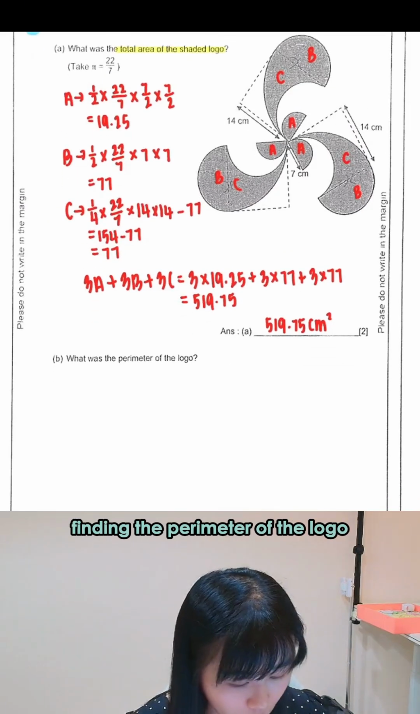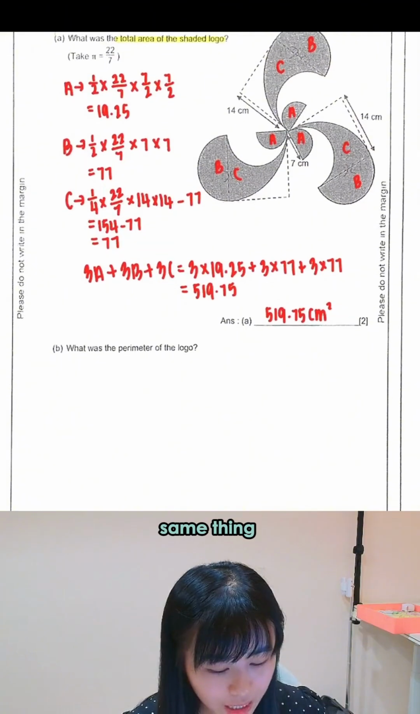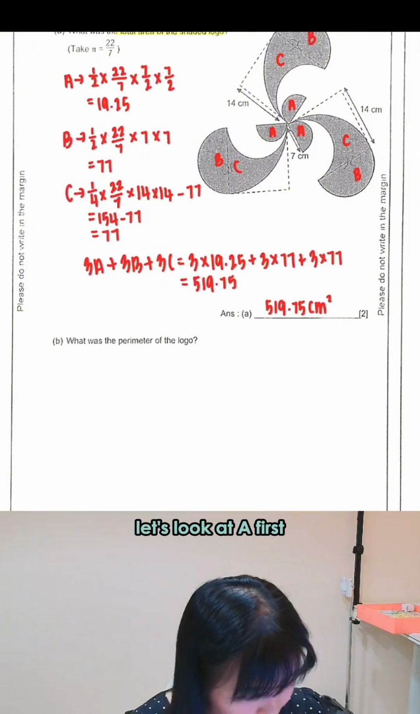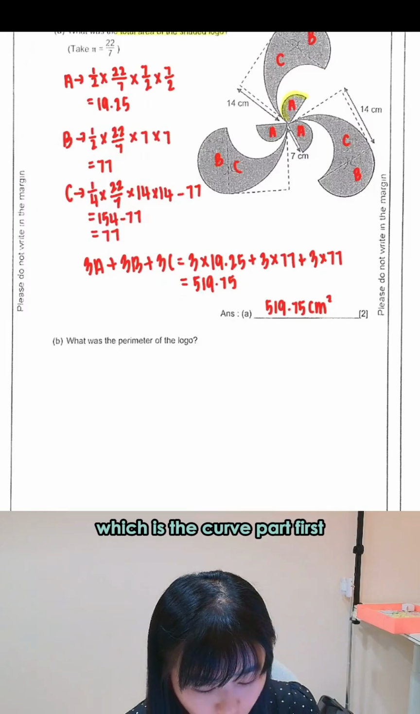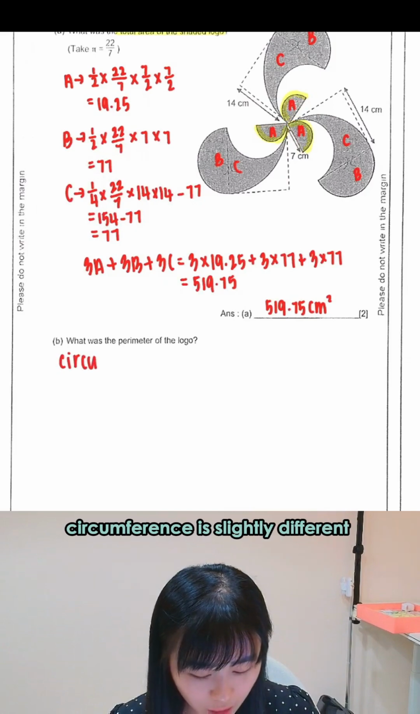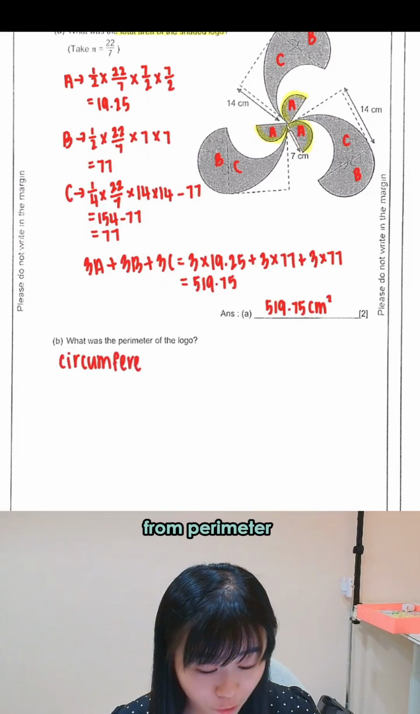Alright, now part B. Finding the perimeter of the logo. Same thing, I'm going to break it down to A, B, C, so it's easier for you guys. Let's look at A first. Now, A, I will look at the circumference, which is the curved part, first. Circumference has a specific meaning. Circumference is slightly different from perimeter.